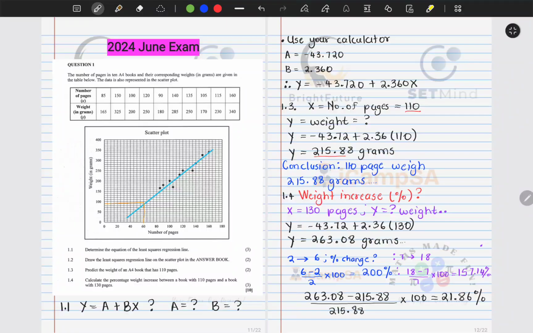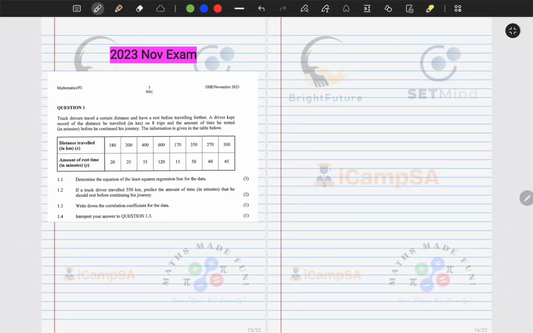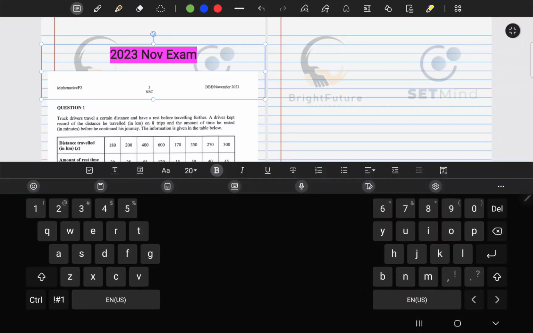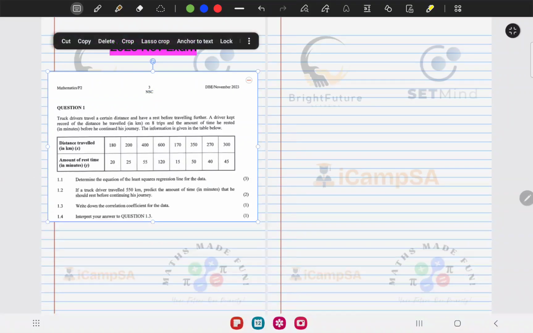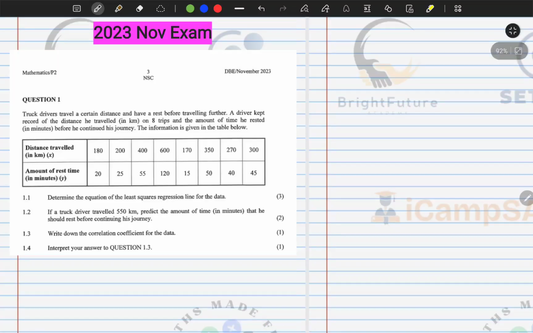So I hope that this does make sense to you. And that brings us to the end of the 2024 June exam. Let's go to the next question then, which is the 2023 November exam. So let's see what they have for us here.